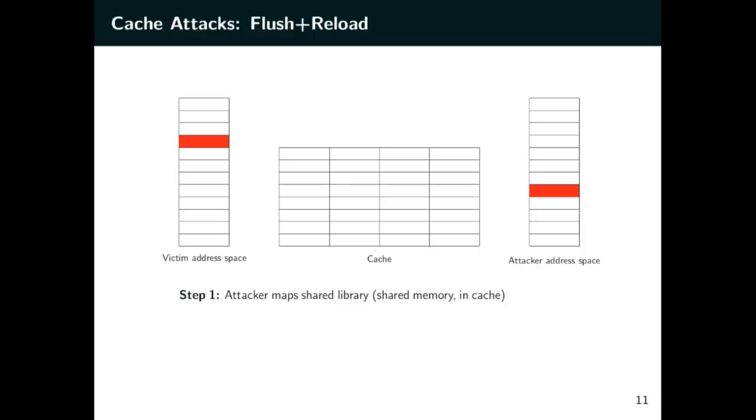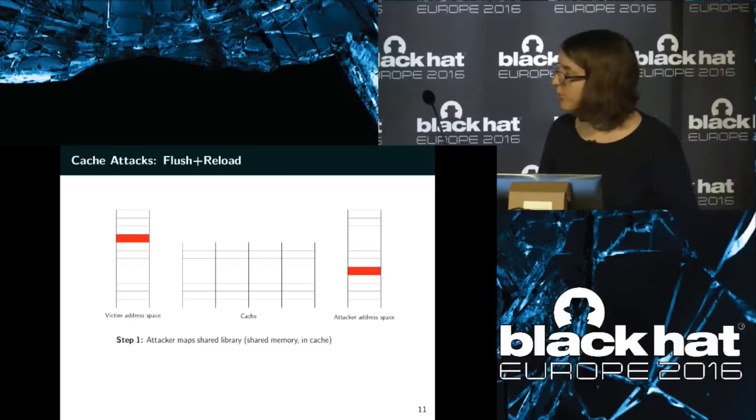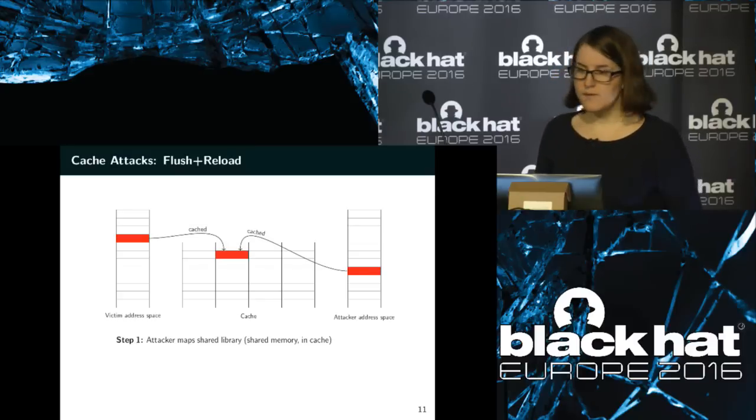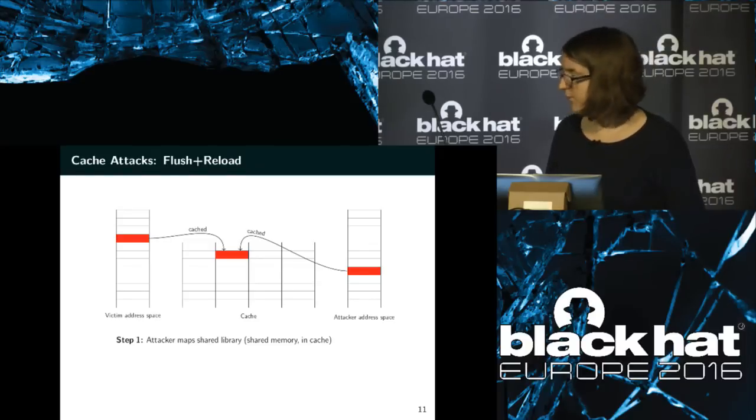So now onto cache attacks. We have different types of cache attacks. The first one is called Flush+Reload. And here what's really important is that we have some shared memory between the attacker and the victim. So here that can be, for example, a shared library. So the attacker starts by mapping this shared library, and data that is shared in the memory is going to be shared in the cache.